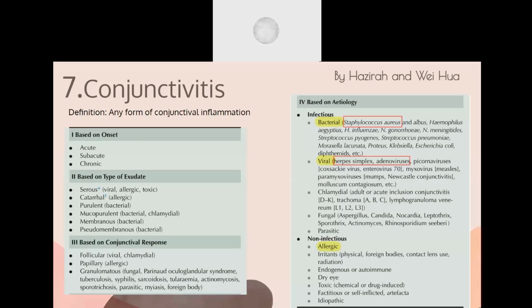Other examples are chlamydia, fungal, and also parasitic. However, bacterial and viral are more common than other causative agents. For non-infectious conjunctivitis, we have allergy, irritants, endogenous or autoimmune dry eye, and toxic causes, such as the chemical injury that has been mentioned just now, which can lead to conjunctivitis, as well as factitious or self-inflicted, and also idiopathic.